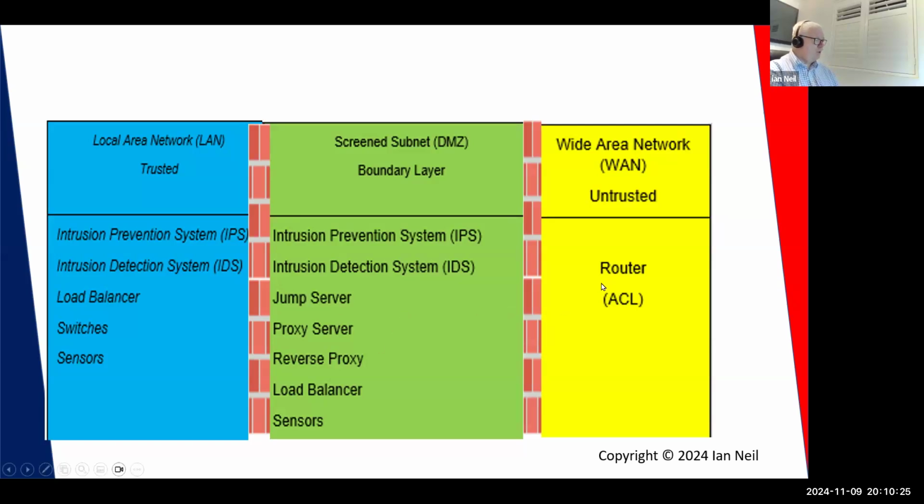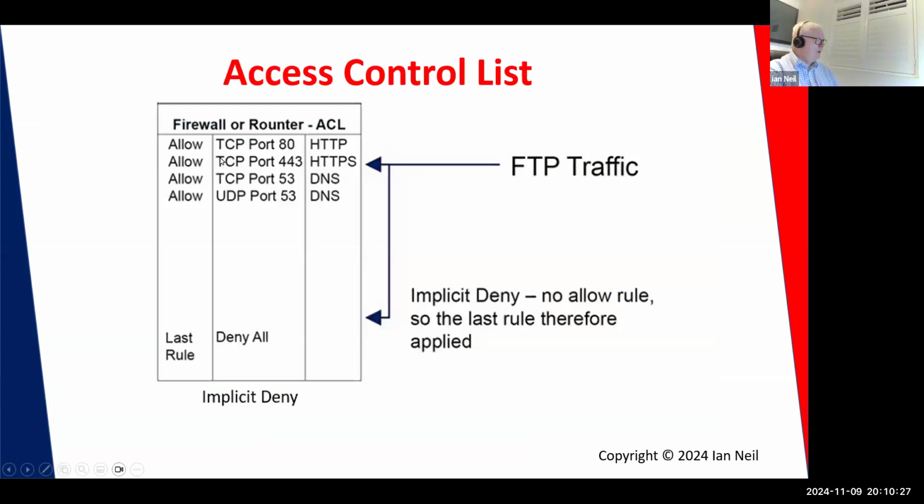If I look at a router and a firewall, they have a thing called an access control list. When you install them, there's only the last rule, deny all. So when you take the firewall or router out of the box, everything's blocked. You've then got to add allow rules to let the traffic come through.